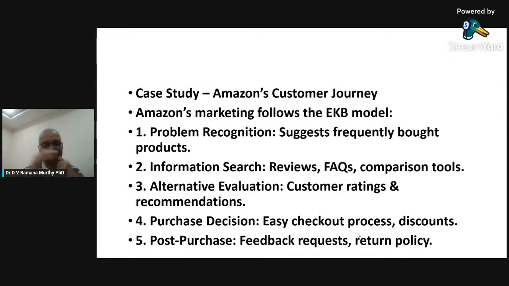So let us look again at another case study, Amazon's customer journey.